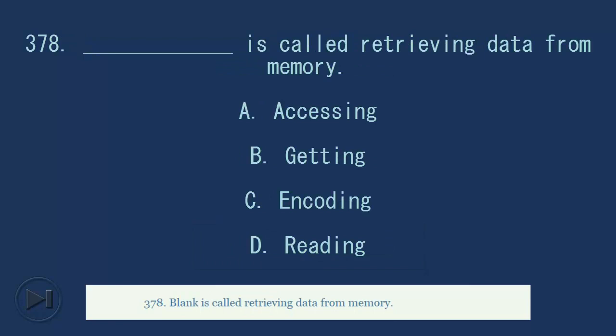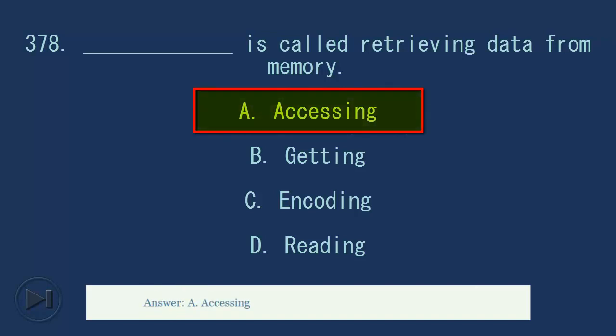378. Blank is called retrieving data from memory. A. Accessing. B. Getting. C. Encoding. D. Reading. Answer: A. Accessing.